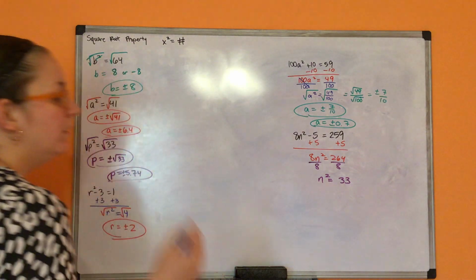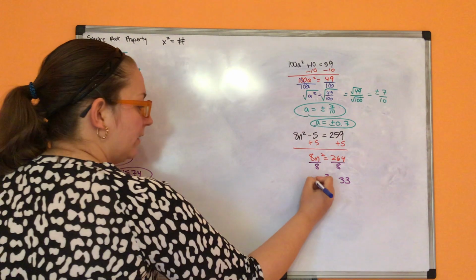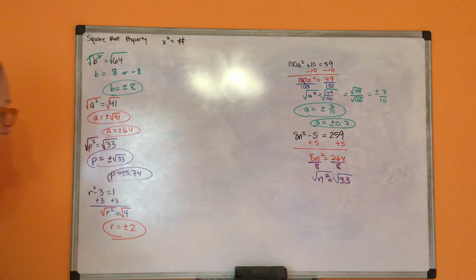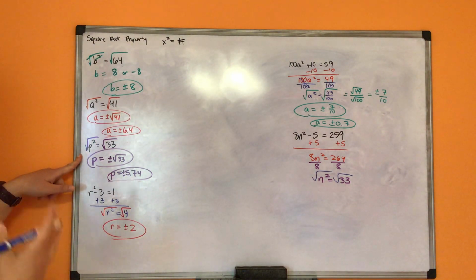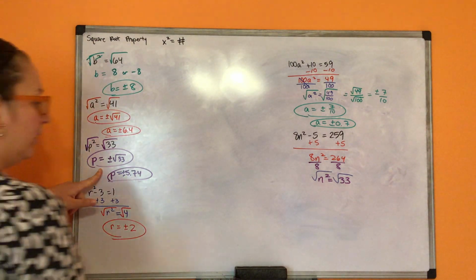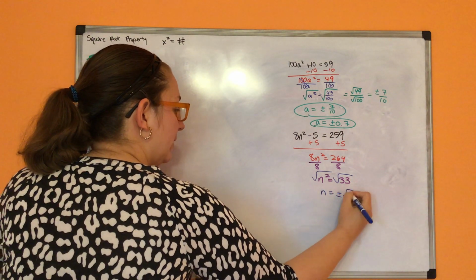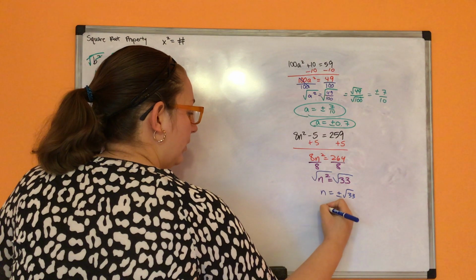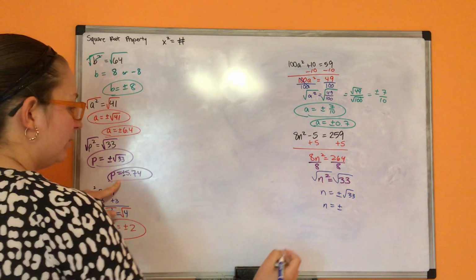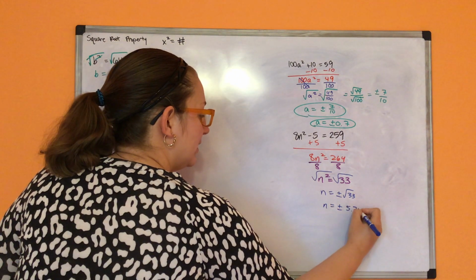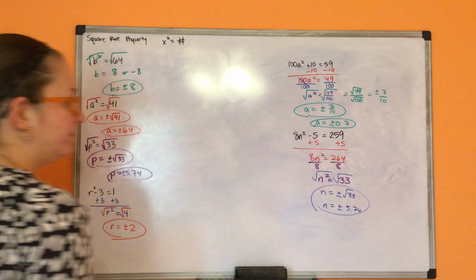Now, we need to get n completely by itself, so we're going to take the square root. And we actually already looked at this earlier, so I'm not going to make myself do extra work. We already know that 33 is not a perfect square, so my answer is either plus and minus square root of 33, or you can write it as plus and minus the decimal version, which is 5.74. Either of those is fine.